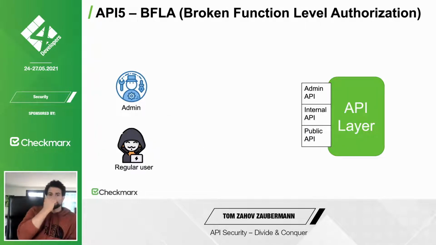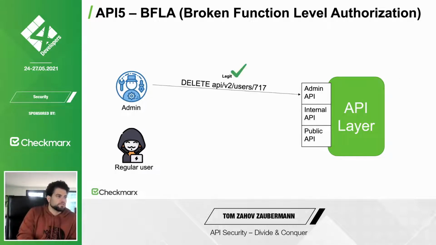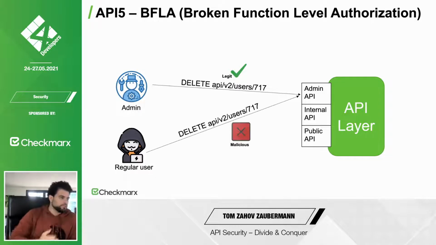This one is actually really interesting. My live abuse will be on BFLA, a combination of BFLA and also the first one, BOLA. Basically BFLA means that if we have a normal admin, the admin sends a legit delete user number 717. You remember Bob from the Minion? User 717 deleted. Okay, no problem. But what happens if some regular user is sending a delete request to 717? That's something that cannot be done, right?